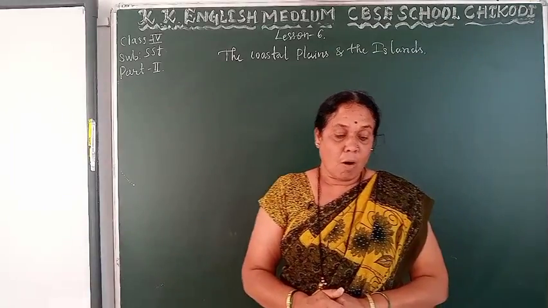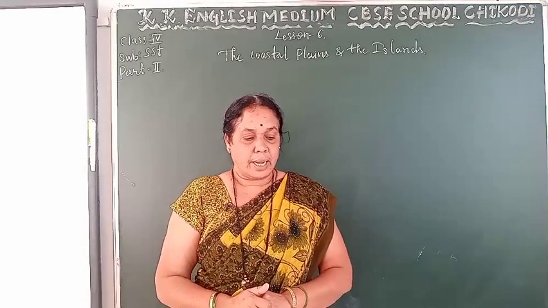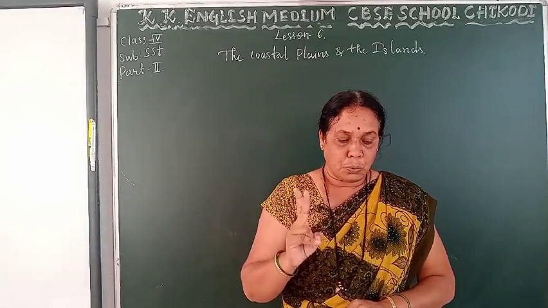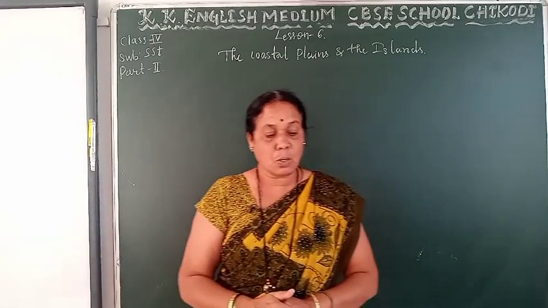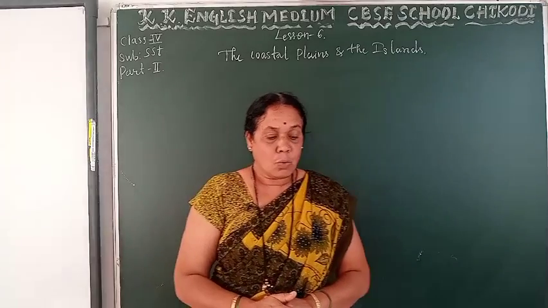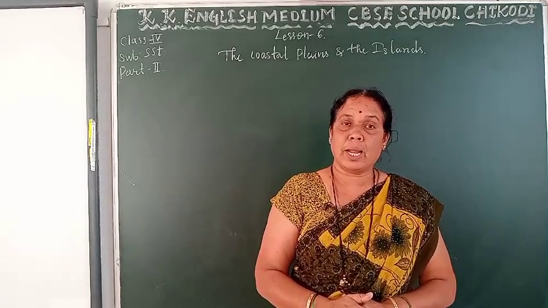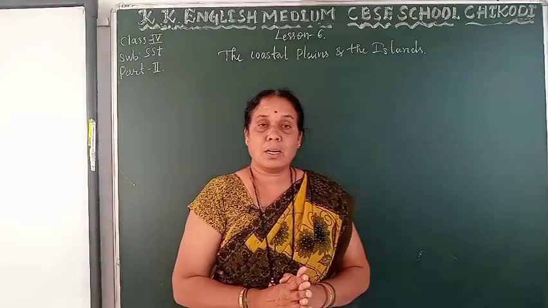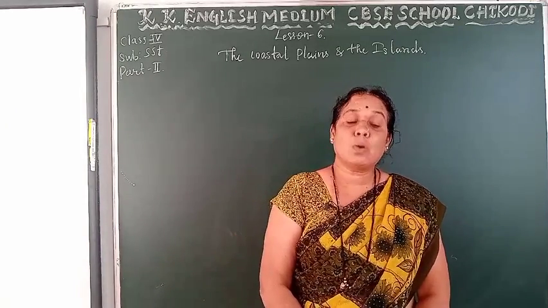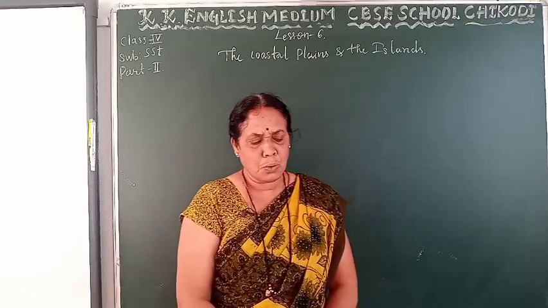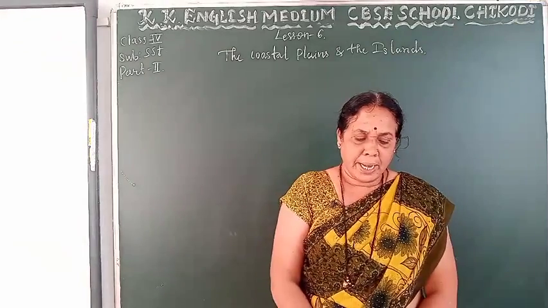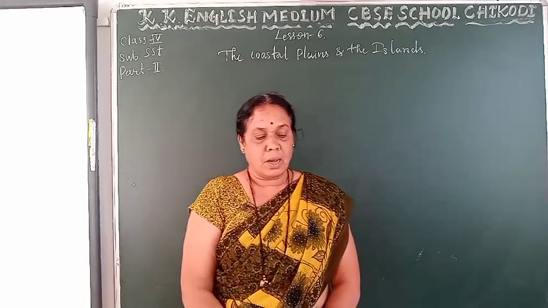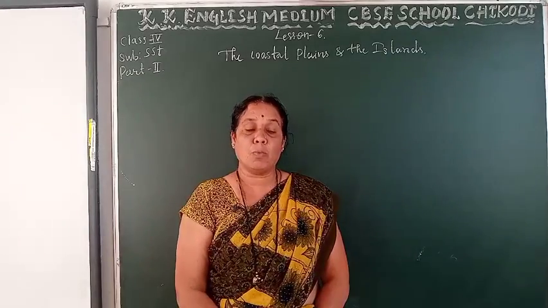The coastal line of India stretches around the Indian peninsula and is divided into two parts, that is the western coastal plains and the eastern coastal plains. These two meet at Kanyakumari. Both these points meet at Kanyakumari.